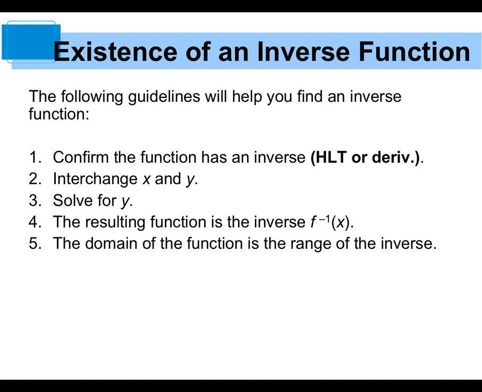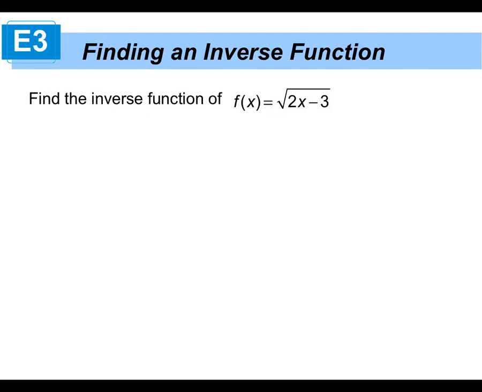Okay, let's put this in motion here. We knew that already. The domain of the function is the range of the inverse. Here we go. Let's find the inverse of that guy. So that would be y equals the square root of 2x minus 3. Switch the x's and the y's.